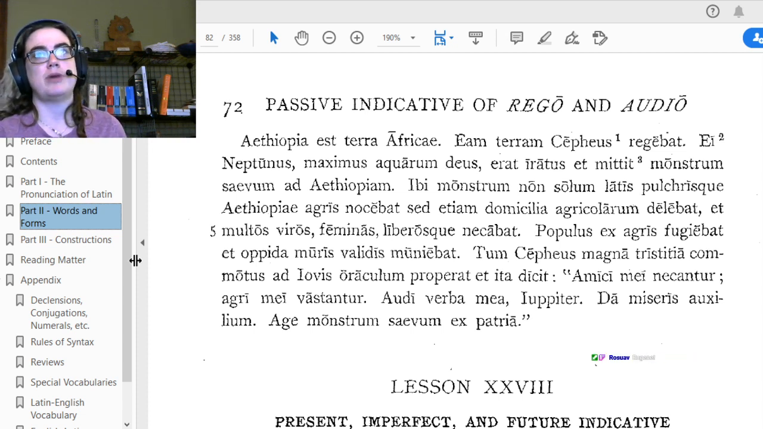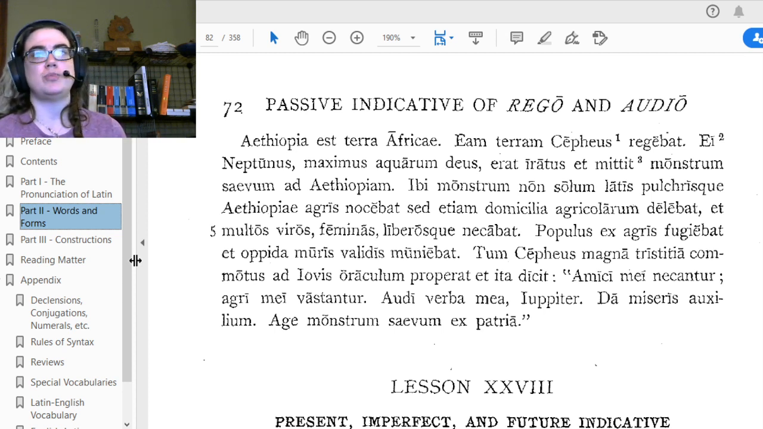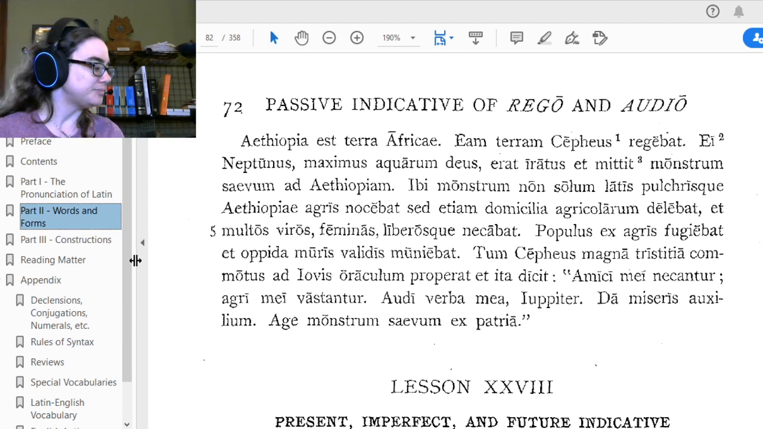All right. So the people, populus, were fleeing from the fields and were fortifying the towns with strong walls, muris validis. That's not going to help when you're up against a god of the sea. It's just not going to help. All right. So then, Cepheus, what was he doing? Moved by great sadness, magna tristitia, he hastens, properat, to the oracle of Jupiter, and he speaks thus. Now we get his quote.